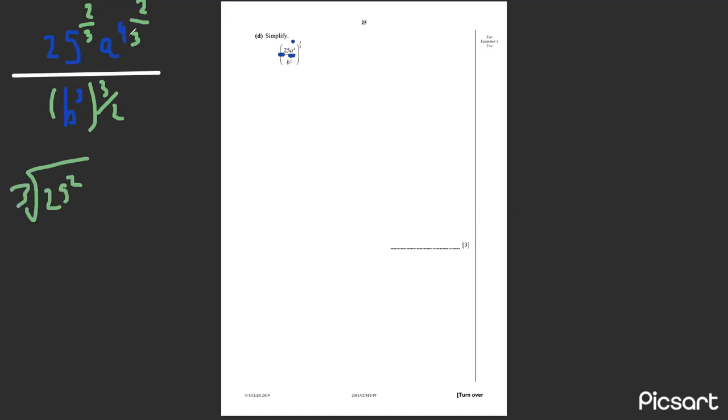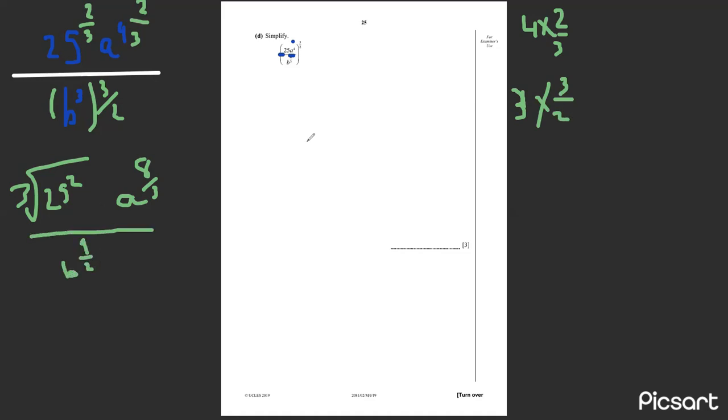Okay, and here the 4, we can make it 4 multiplied by 2 over 3, which is a to the power 8 over 3. He made it complicated, and he meant it to make it like this, 3 times 3 over 2, which is 9 over 2. So dividing by b to the power 9 over 2.